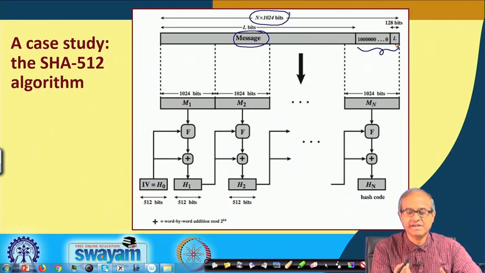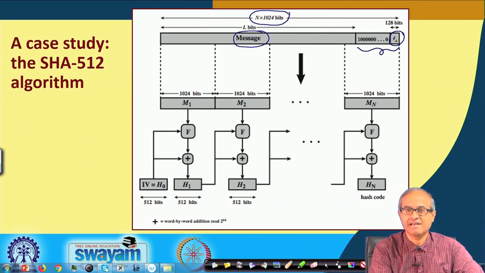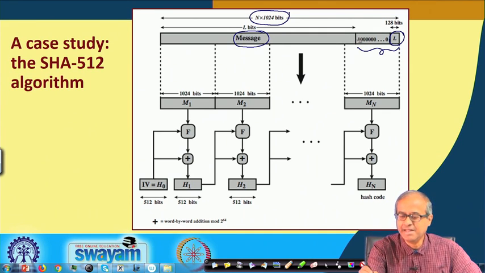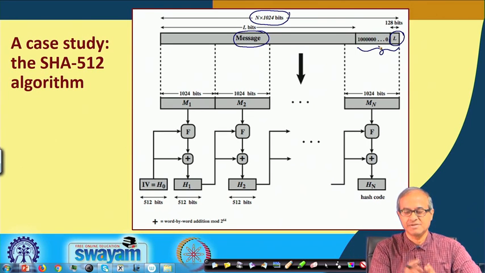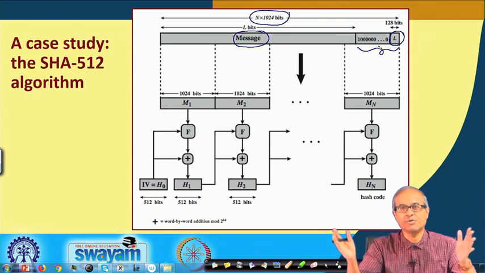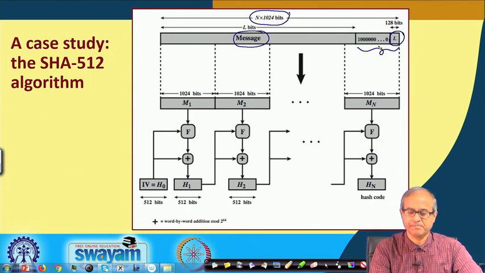What does the pad contain? It contains the length of the message at the end, L, the value of L, how many bits were in the original message. And then the pad consists of a single 1 followed by all zeros. You do it to make the whole thing a multiple of 1024. Okay? Fine.